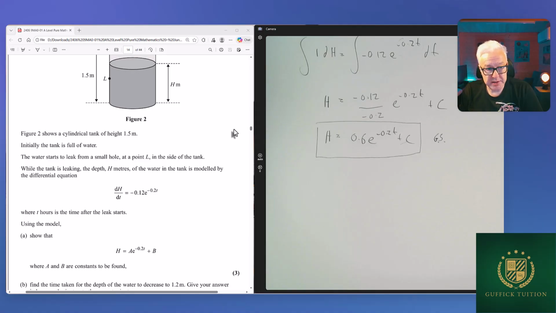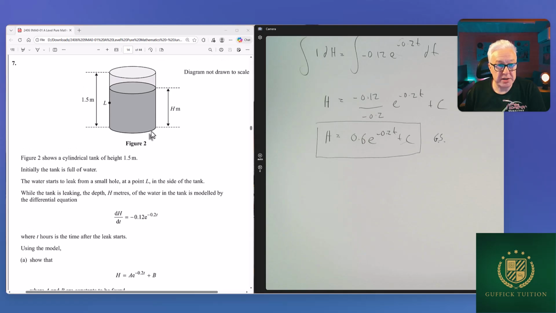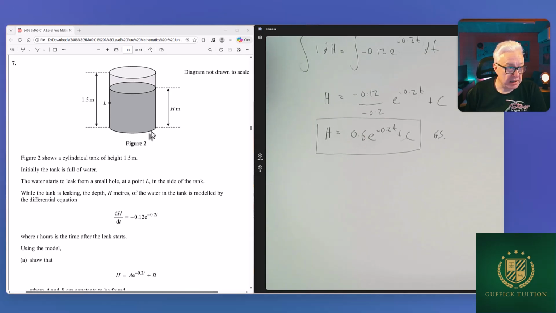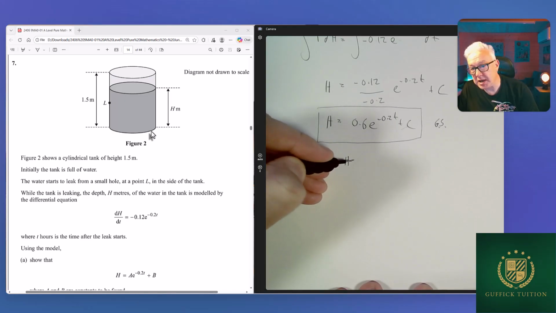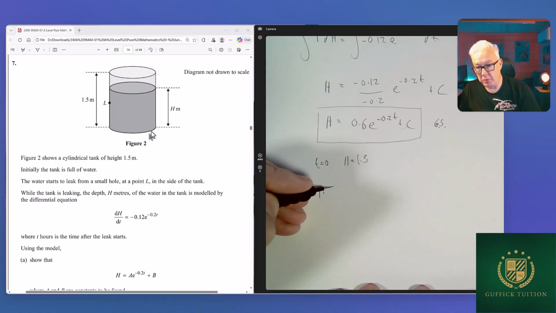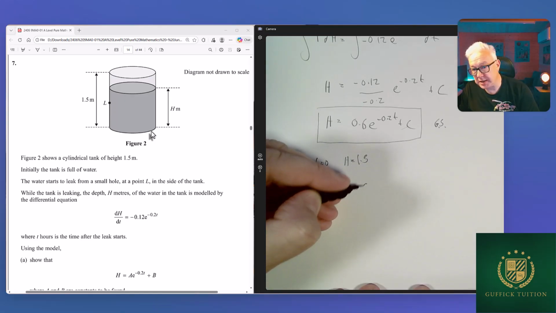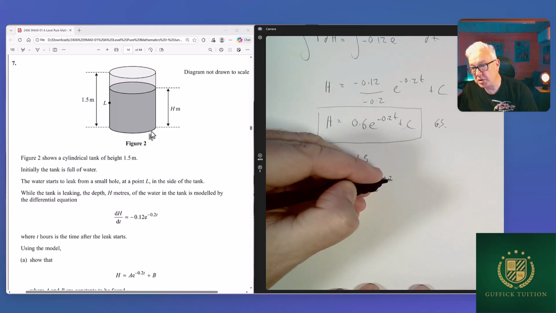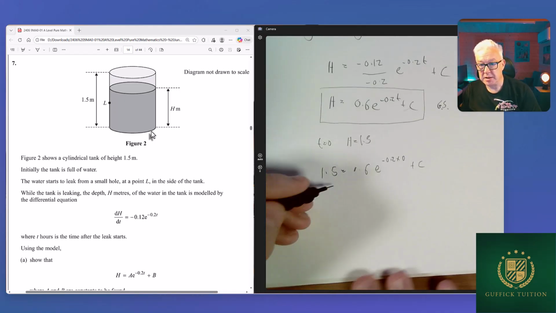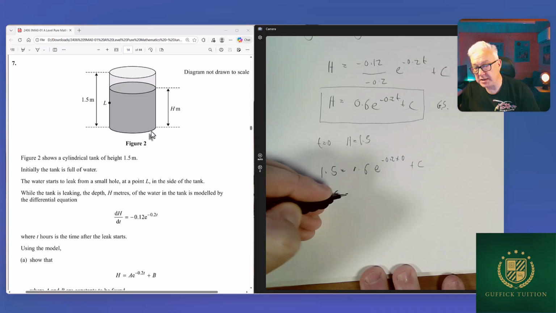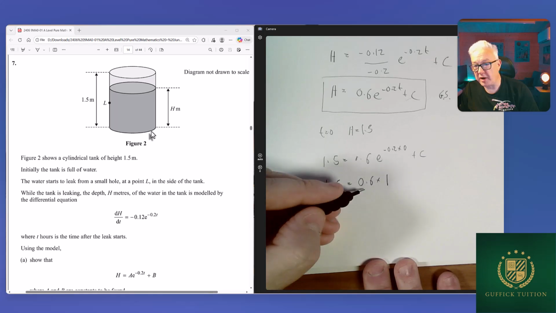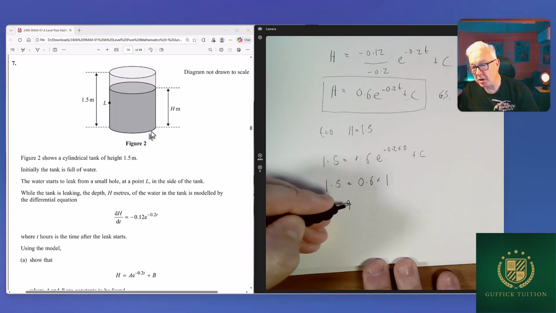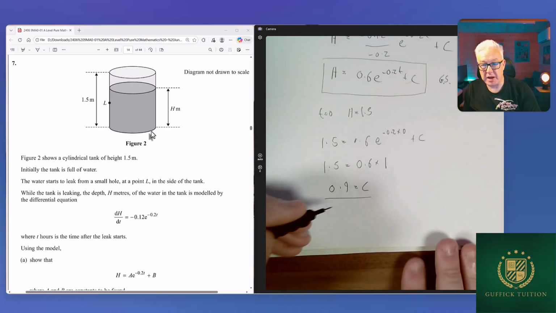Now the question tells us initially the tank is full of water, okay? So we can see from the question that the tank is 1.5 meters high. So what we can say is that when t is equal to 0, h is equal to 1.5. So 1.5 is going to equal 0.6 times e to the minus 0.2 times 0 add c. So therefore we're going to have 1.5 is equal to 0.6 times 1. So therefore we're going to have 1.5 minus 0.6, so 0.9 is going to equal c. So we've now found out what c is.